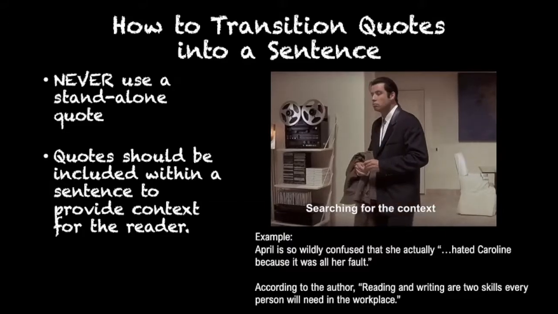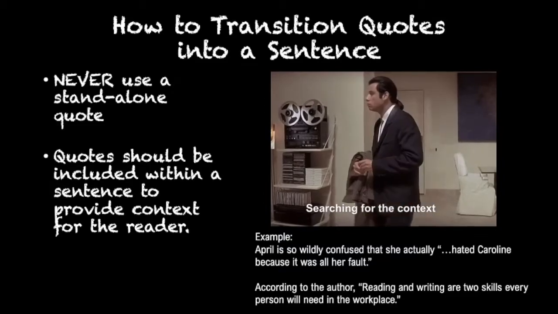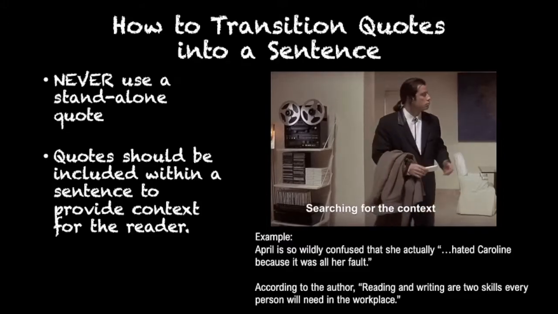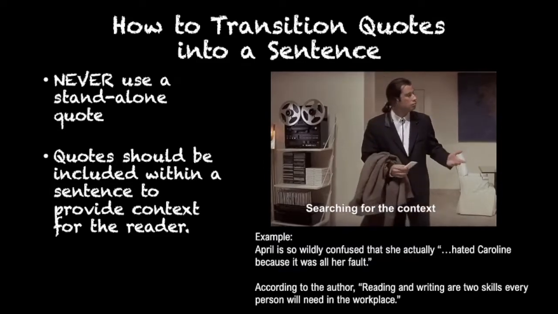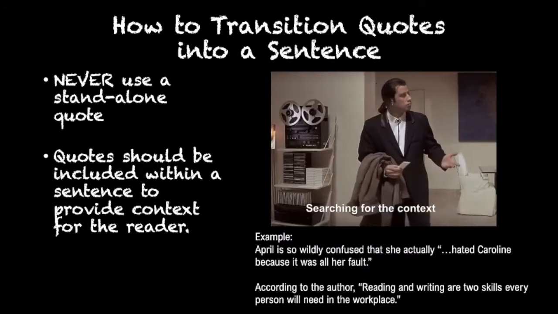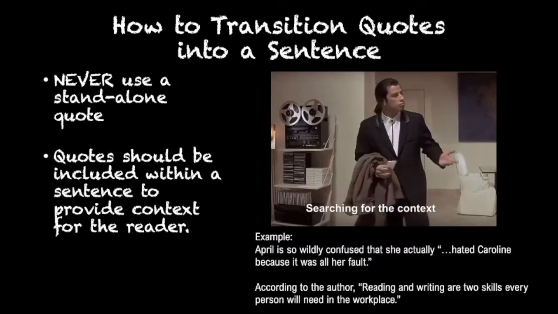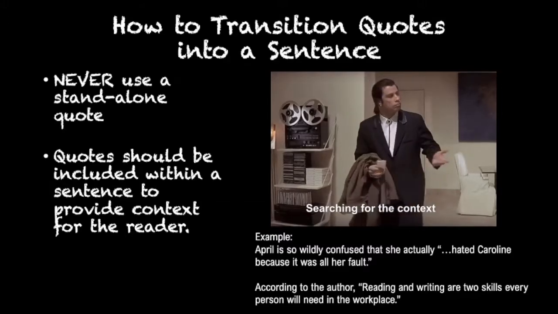So here I've given you some examples. April was so wildly confused that she actually, quote, hated Caroline because it was all her fault. So in this, we actually just continue a sentence that we had started, ending the sentence with a quote, some text evidence. And then probably the more traditional classic way is to say, according to the author, reading and writing are two skills every person will need in the workplace. Where you set that up with an introductory phrase, that is a great way to transition those quotes into a sentence.